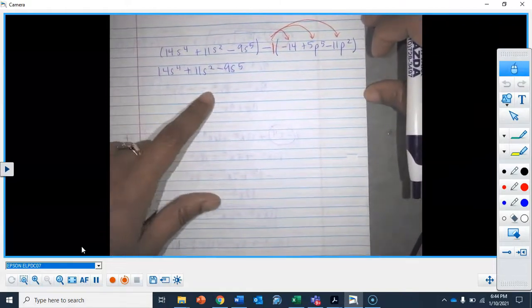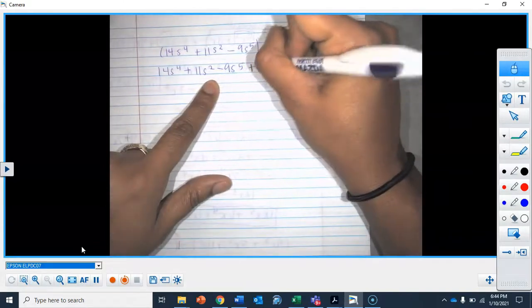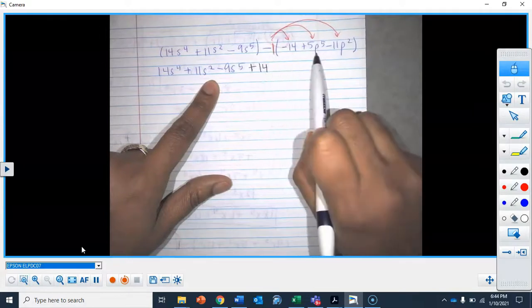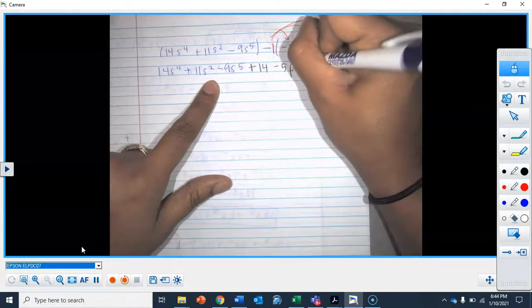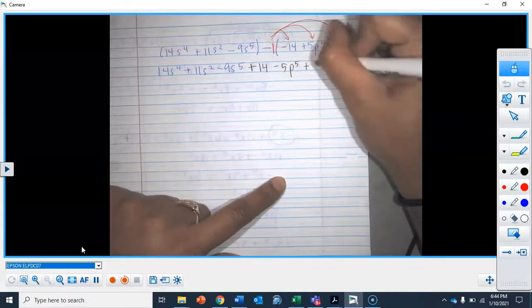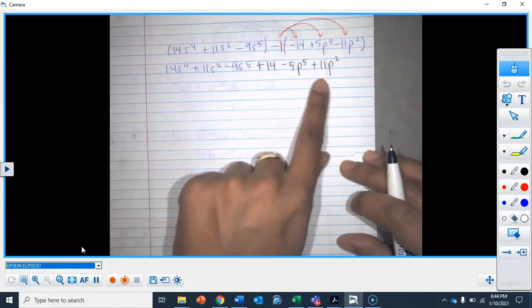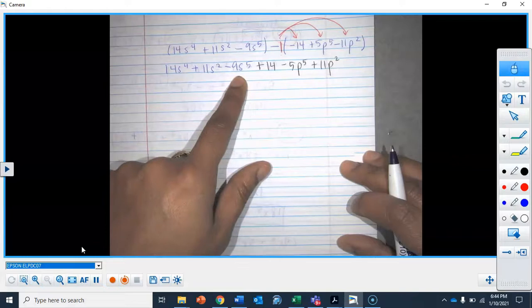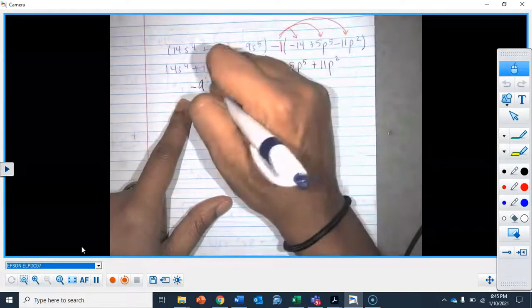Alright, here we go. So we left off from here, so this becomes a positive 14, and then -1 times 5p to the 5th becomes a negative 5p to the 5th. -1 times -11p squared becomes a plus. Remember, the sign just changes. And then very quickly, the highest power that I see is this p to the 5, so I'm just going to drop it down and put -9s to the 5th.